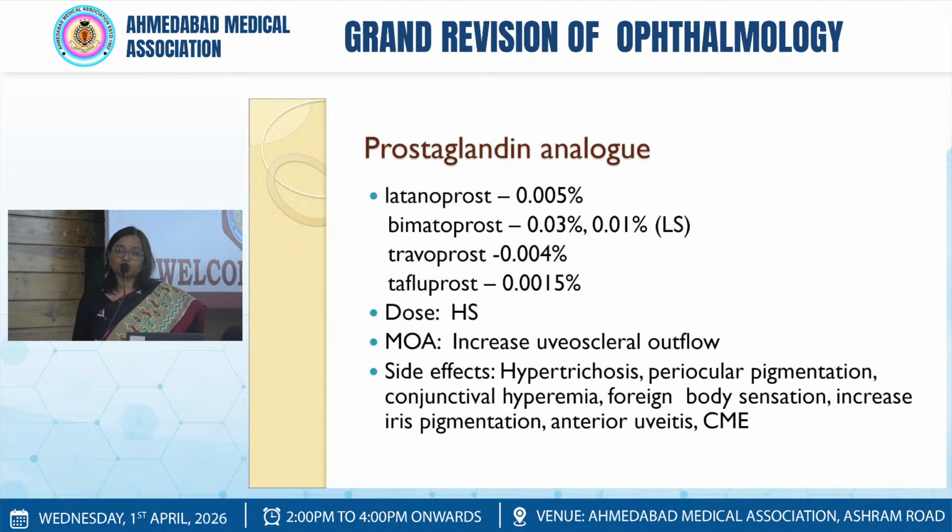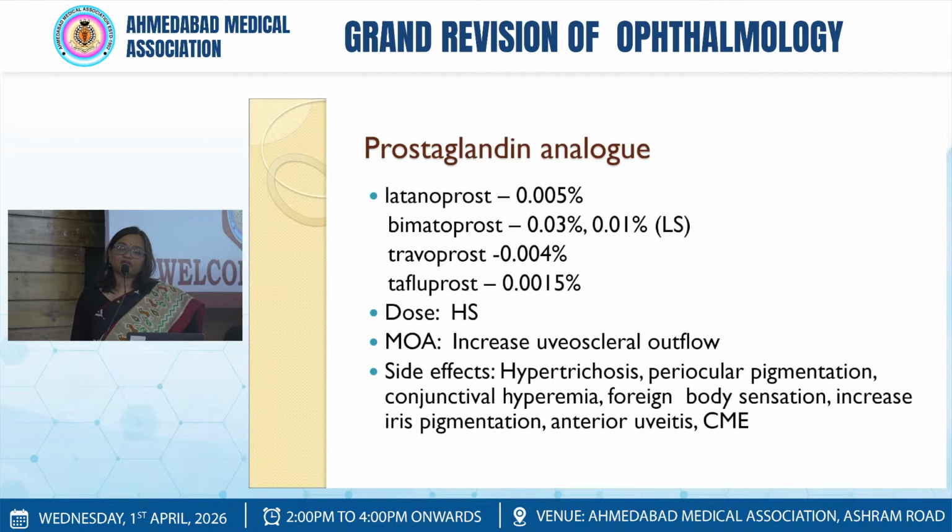The most common is conjunctival hyperemia. We have to explain to the patient that after using prostaglandin, they might have redness in the eye or foreign body sensation, which usually wanes after 20-30 days of prostaglandin therapy. Also there is an increase in pigmentation of the iris.